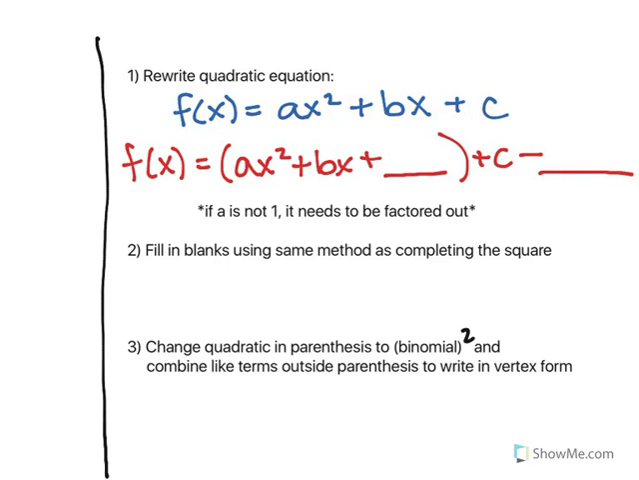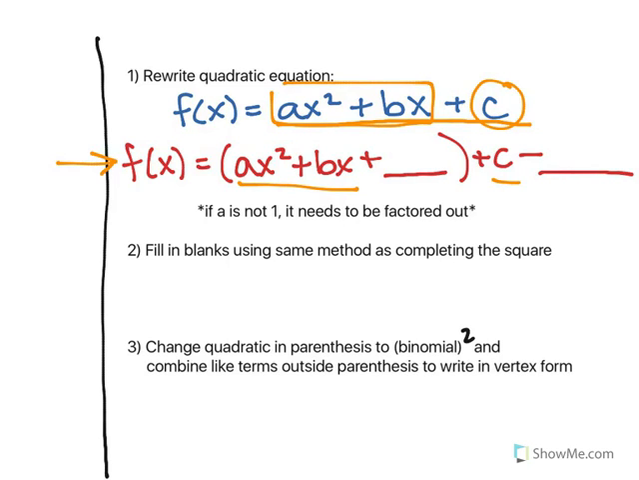There are 3 steps to move from the quadratic equation form to vertex form. So your first step is going to be to rewrite the quadratic equation using this red equation here. So the normal form of the equation is f(x) equals ax squared plus bx plus c. And so you're going to rewrite that with ax squared and bx, these first 2 terms, inside parentheses. And then our third term is going to be outside of those parentheses. And then you're going to add a blank and subtract a blank.